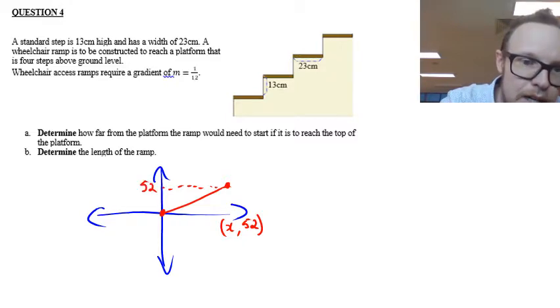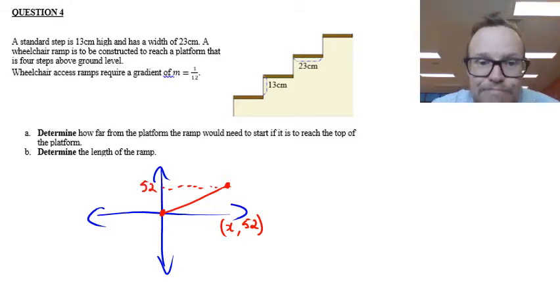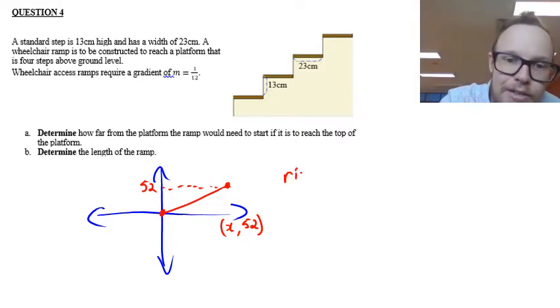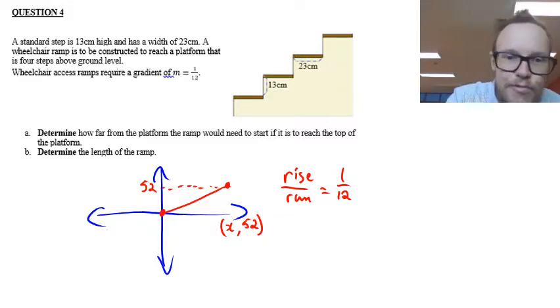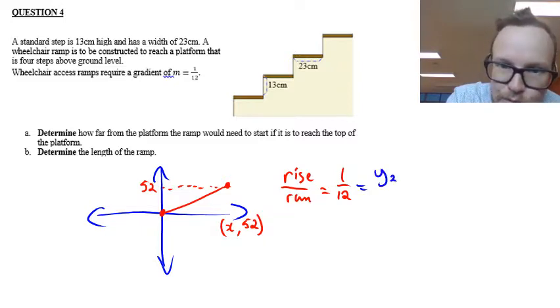52. We know the gradient needs to be 1 over 12. So once again, we know rise over run equals 1 over 12. We know the gradient, rise over run, is 1 over 12. So the rise is equal to our difference in our y values, y2 minus y1 over x2 minus x1.